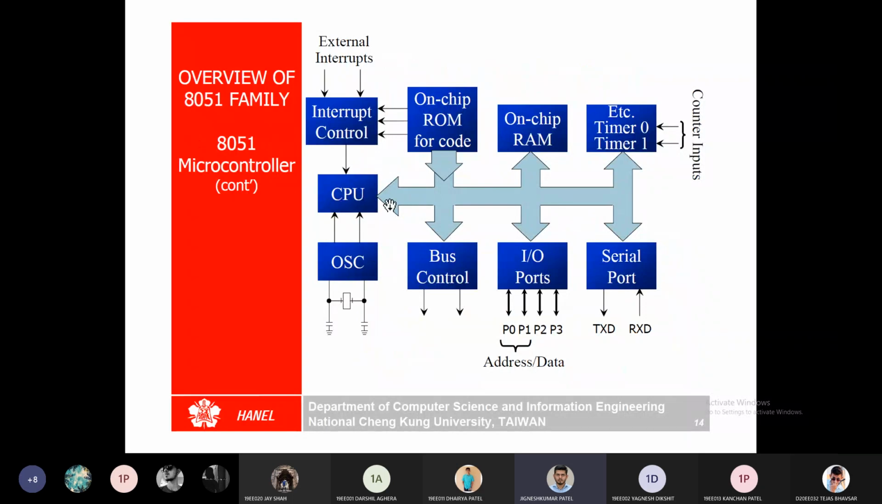It shows the central CPU. This is my data bus. On-chip ROM is connected with the CPU. On-chip RAM is connected there. Timer 0, serial port, input output port, bus control. Oscillator is connected with the CPU. Interrupt control is connected with the CPU. So this is the diagram.